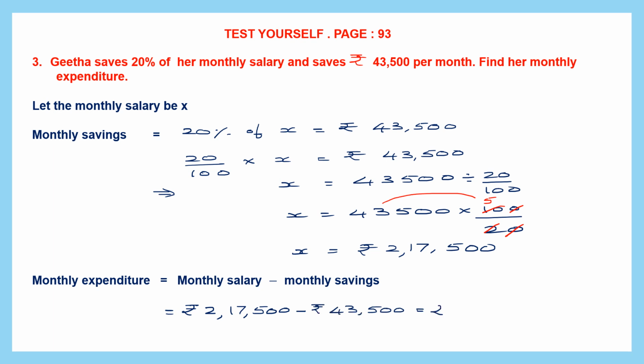So when you minus these two, you will get the monthly expenditure. So the monthly expenditure, when you minus both, you get 1,74,000 rupees. So this is the answer. This is the monthly expenditure. So let's write here, the monthly expenditure is 1,74,000. Expenditure is rupees 1,74,000 and that is our answer.